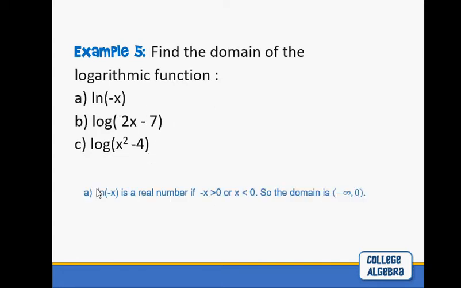So for natural log of negative x, that would be a real number if the inside were positive, if negative x was greater than 0. And you can either add x to both sides or multiply and divide by a negative and flip the sign, and you wind up with x less than 0. So the domain of natural log of x is positive numbers. The domain of negative natural log of x is negative numbers.